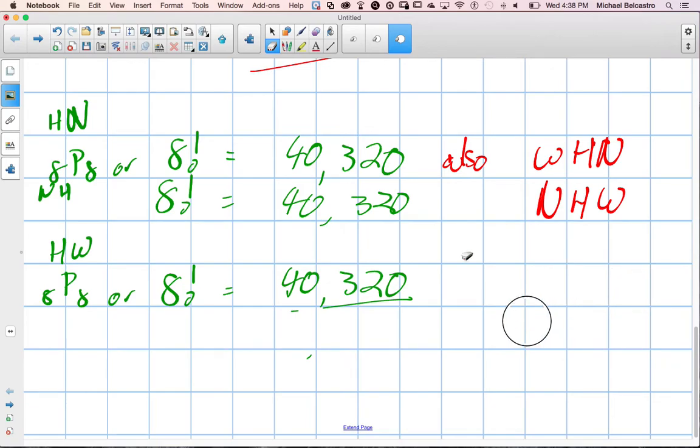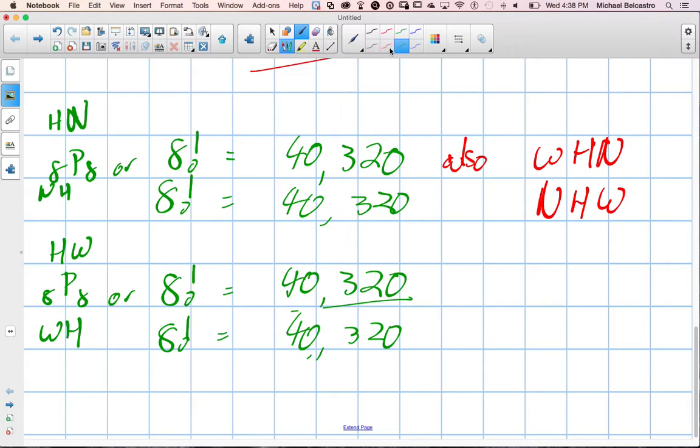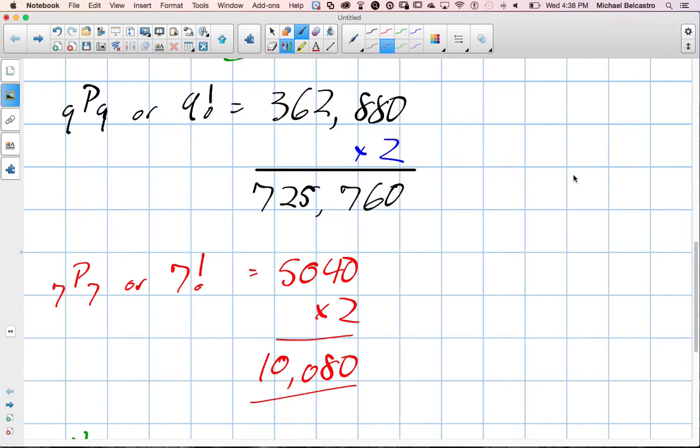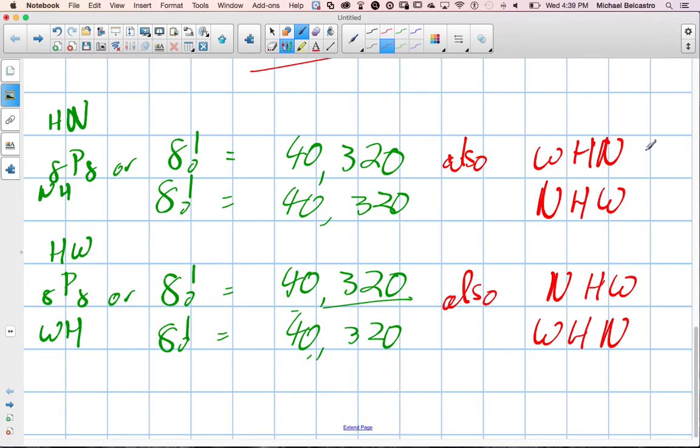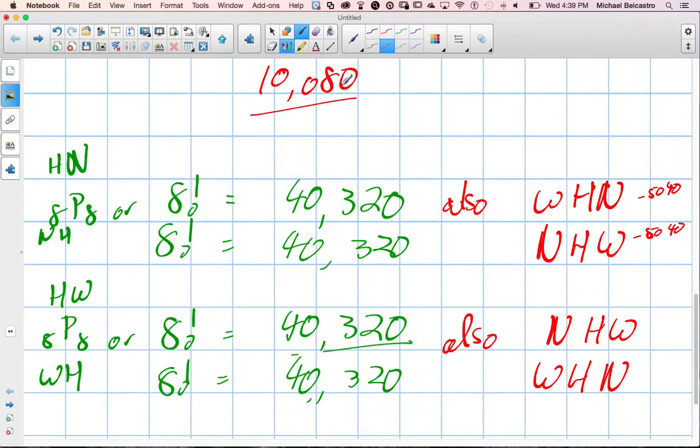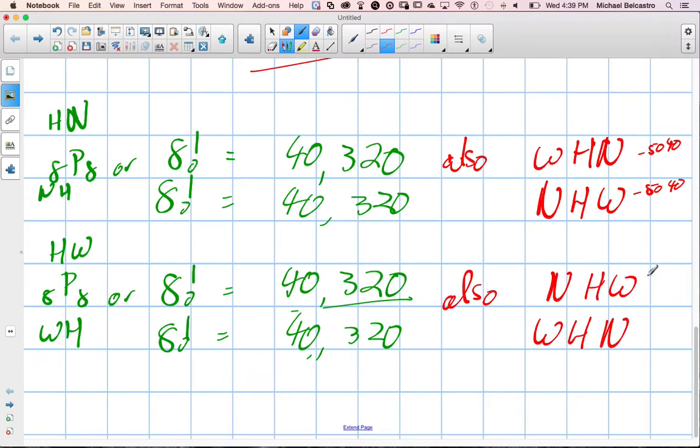We got to count when it's Wilson on the left and Henry on the right, which again is 8 factorial, so 40,320. But it's also including, we had Henry, Wilson, counts when Nancy's on the left, and Wilson, Henry, when Nancy's on the right. So we got to eliminate those options from each. And those options for each are 5,040 each time. So think of it like we have to subtract 5,040 from this option, 5,040 from this option, because we've already included them in our 10,080 here. 5,040 here, and we just subtract our 5,040 here.